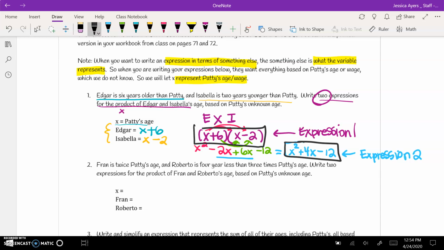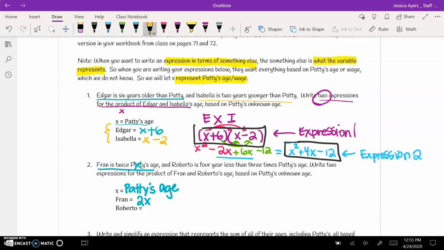All right, so let's look at number 2 together. So let's go back to my 2 colors. Fran is twice Patty's age. So we know Fran is twice Patty's age. Think about everywhere you see Patty, you're replacing it with an X. So that means we're doing twice X because X is Patty's age. So Fran will be 2 times Patty's age, X.